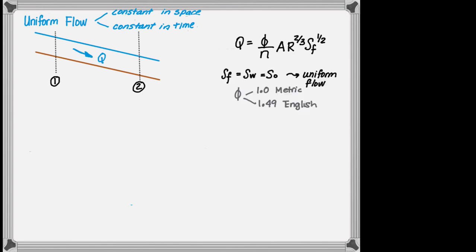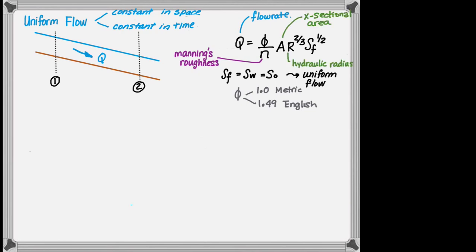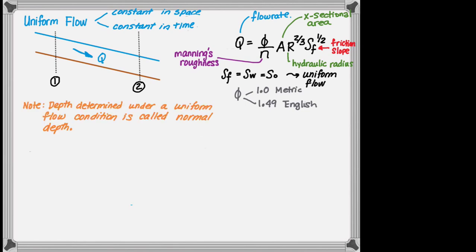When the friction slope SF is equal to the water surface slope SW, which is equal to the bed slope S0, we've got uniform flow. Phi is equal to 1 in metric units and 1.49 in English units. Q represents the flow rate, N represents the Manning's roughness, which can be looked up in a table. A represents the cross-sectional area, and R represents the hydraulic radius, which is the area divided by the wetted perimeter. And SF represents the friction slope. Note, depth determined under a uniform flow condition is called normal depth.